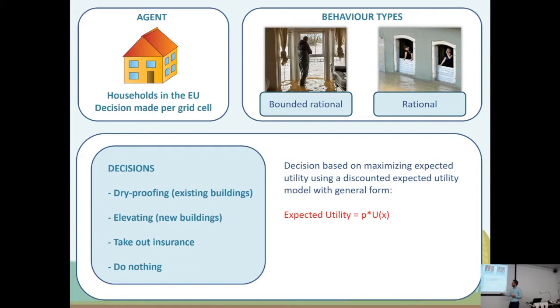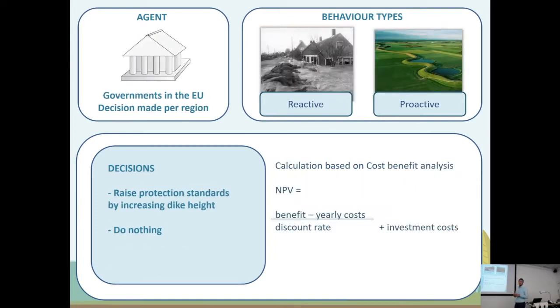So in the model, I used expected utility theory. It's an economic theory, but I adapted it to reflect both the rational choice but also the irrational choice. What if people perceive the probability, P, the probability of an event, differently than reality? And the decisions they could make were dry proofing for existing buildings because it's cost efficient, elevating for new buildings, they could take out insurance, or they can do nothing. So that's one agent, which we have for the whole of Europe, for all the countries.